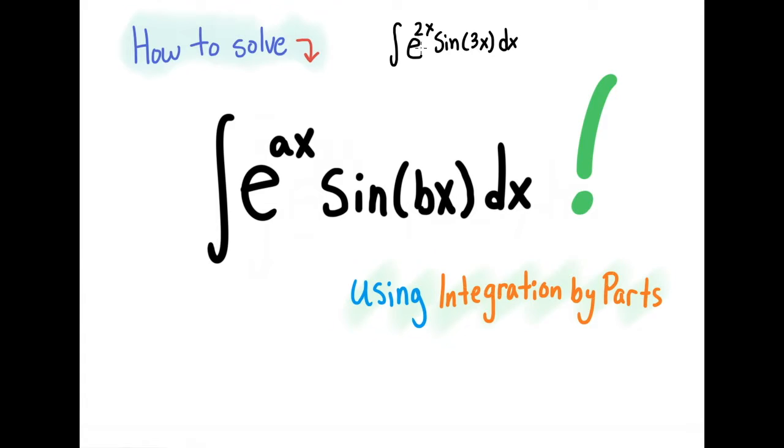But it got me thinking. What if we generalize this and change that 2 to an a and that 3 to a b? And I actually found out that there was a pretty solution to this, and it looked really nice. So today we're going to be taking a look at how to solve the integral of e to the ax times sine of bx dx, and we're going to be looking at that using integration by parts.